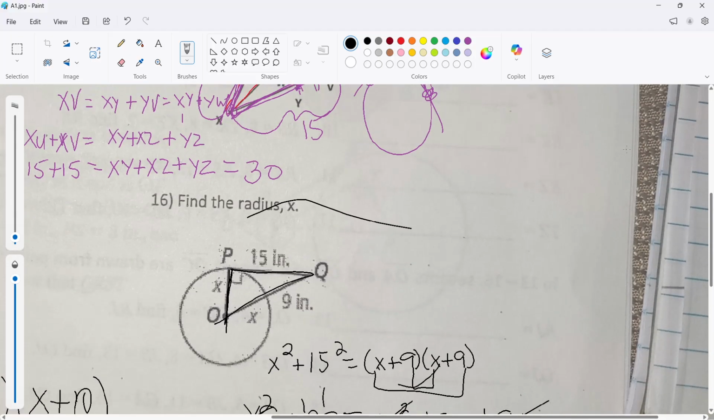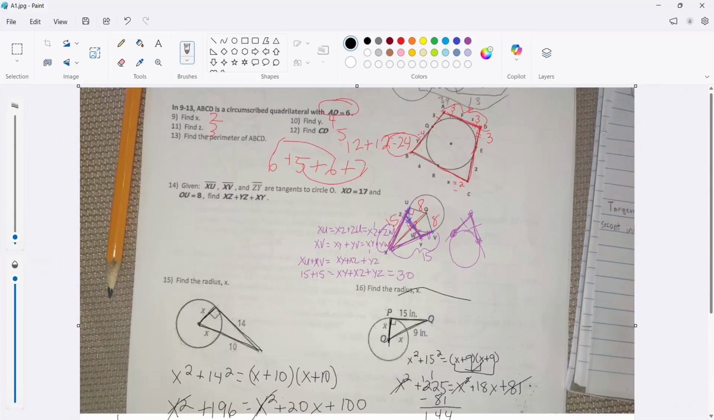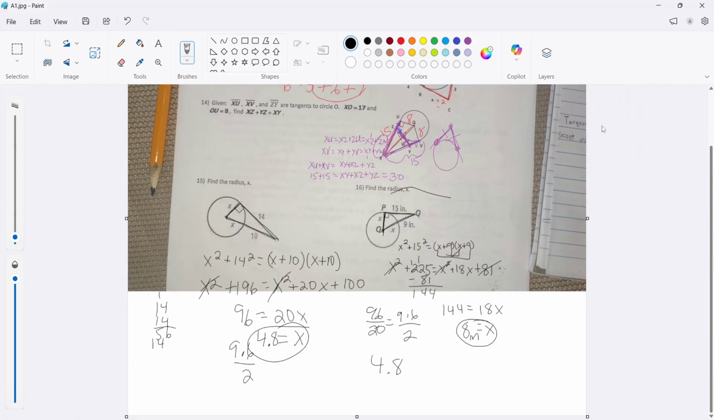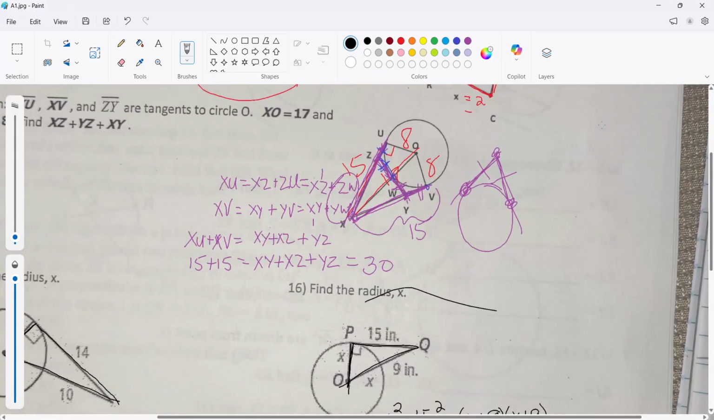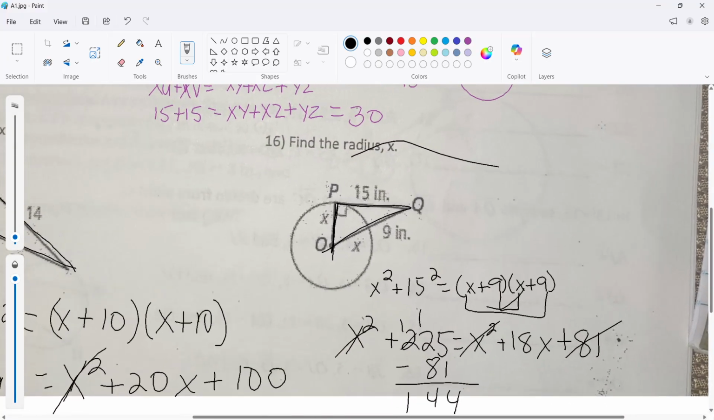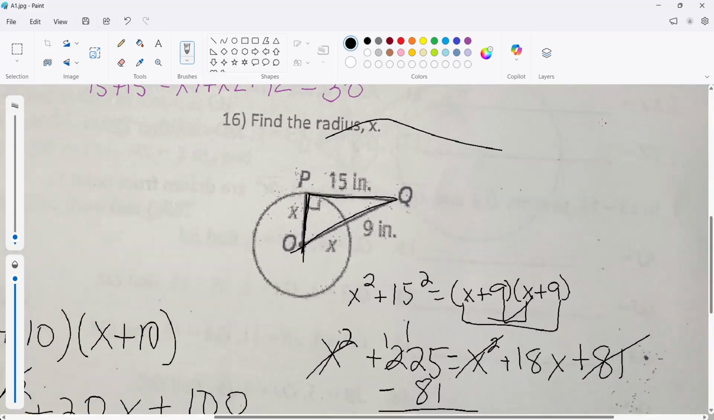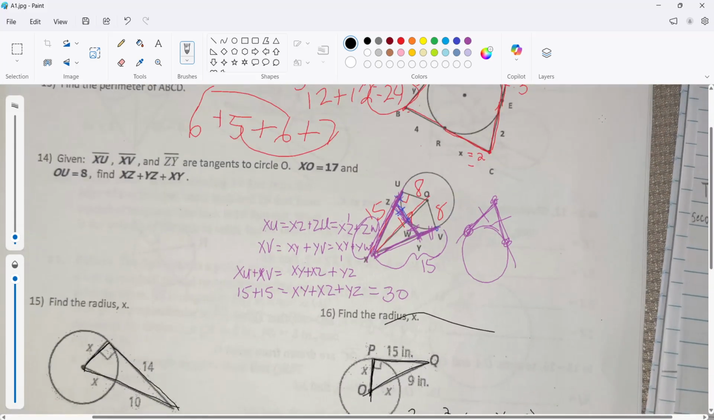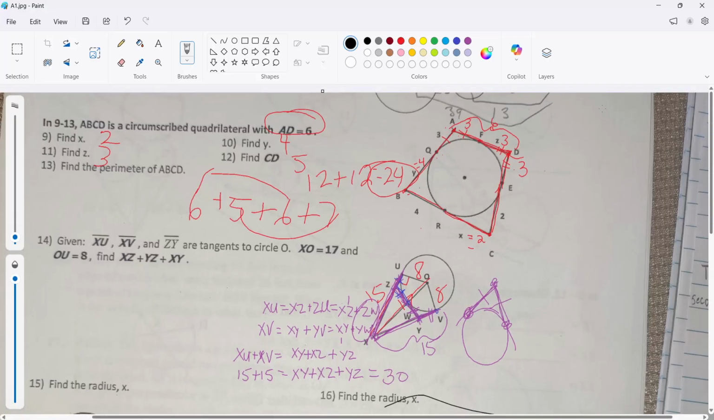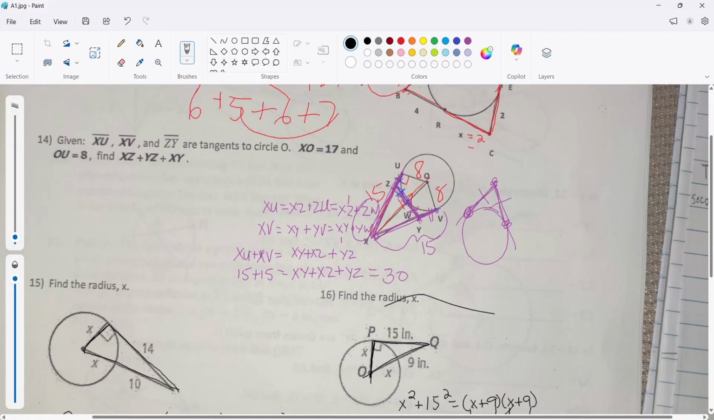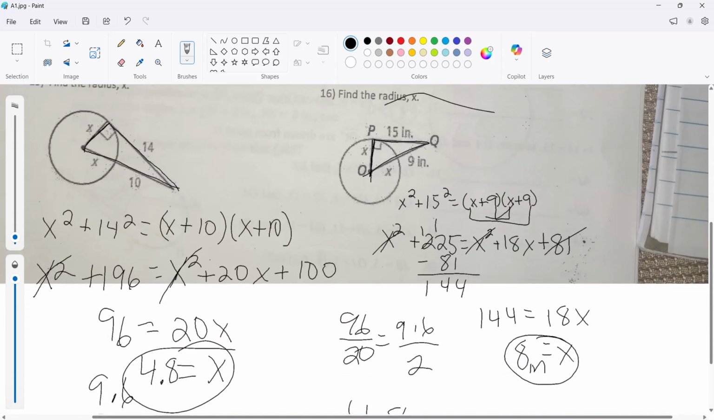So there are the four problems on this part of the worksheet. Two of them have to do with the Pythagorean theorem. The other two have to do with this idea that if you have one point outside of a circle and you draw its tangent line to two points on the circle, this segment and this segment are equal. That's how you get all this stuff.